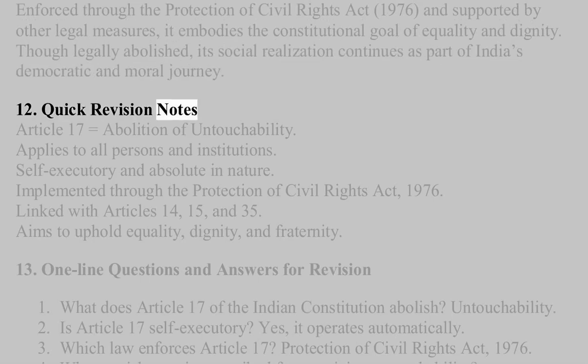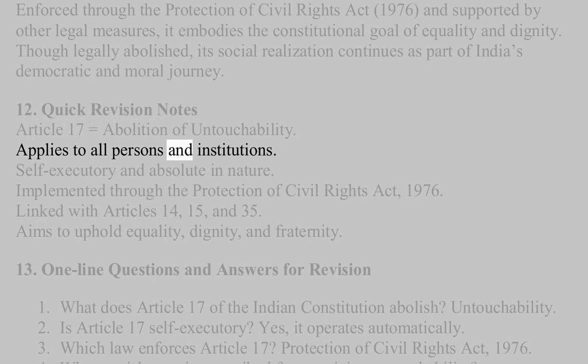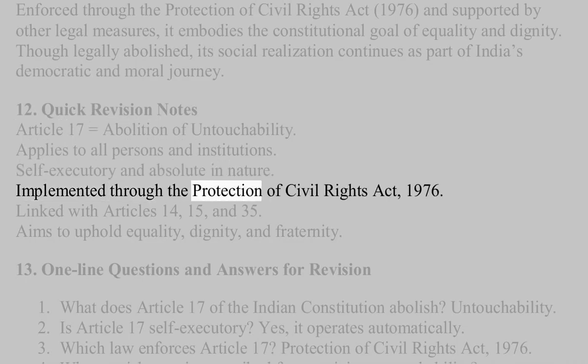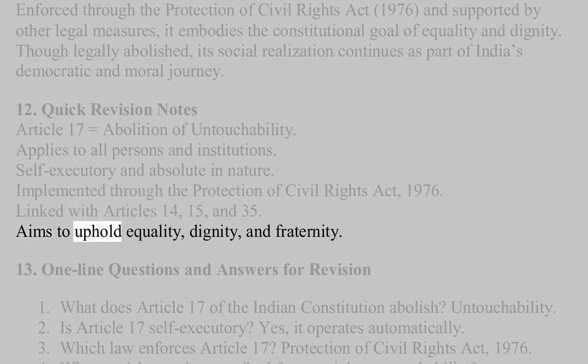12. Quick revision notes. Article 17 is equal to abolition of untouchability. Applies to all persons and institutions. Self-executory and absolute in nature. Implemented through the Protection of Civil Rights Act, 1976. Linked with Articles 14, 15, and 35. Aims to uphold equality, dignity, and fraternity.